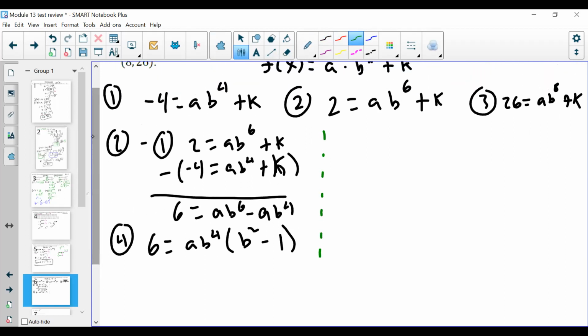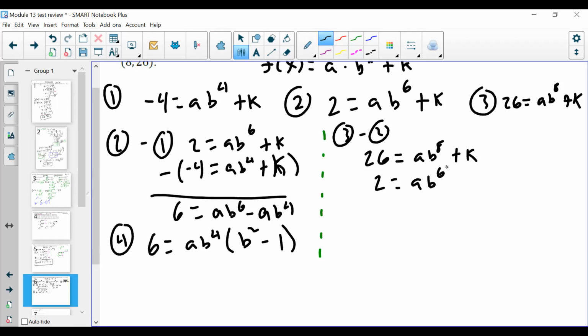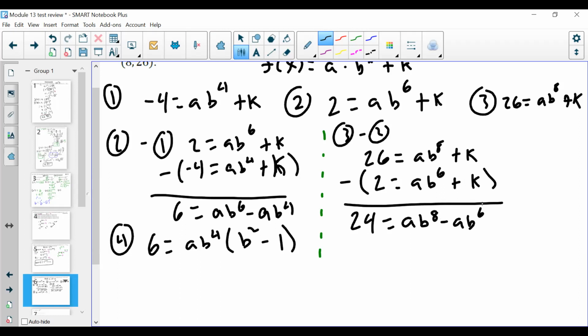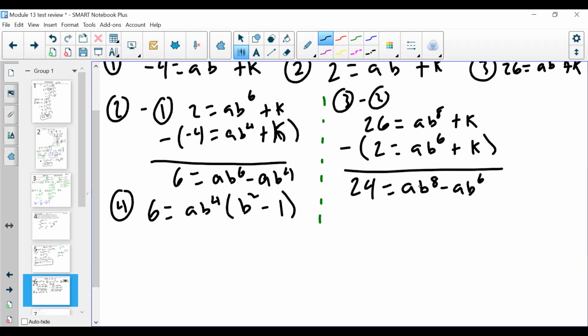And then I'm going to take equation 3 and subtract equation 2. Equation 3 is 26 equals ab to the 8th plus k. Equation 2 is 2 equals ab to the 6th plus k. I'll subtract these from each other. 26 minus 2 is 24. ab to the 8 minus ab to the 6, and the k's cancel out. So same thing as before.